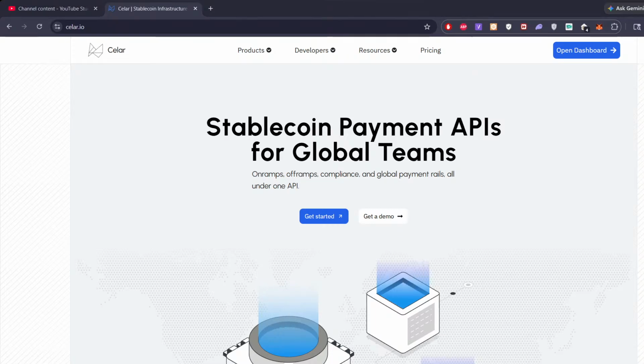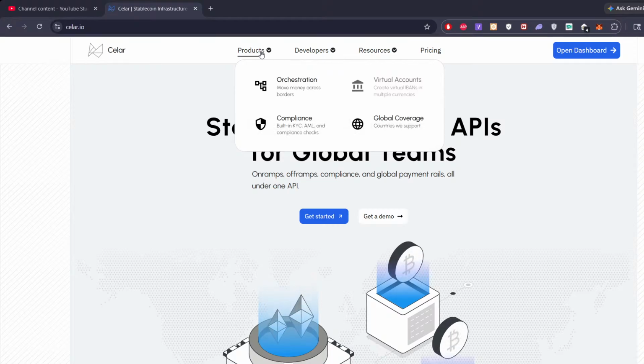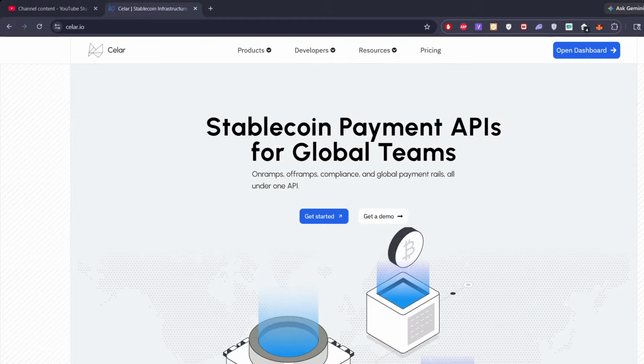We ran a platform called Celar. Celar is an API platform that enables businesses, that is PSPs and remittance companies, to be able to move money using stable coins. So I am the founder.